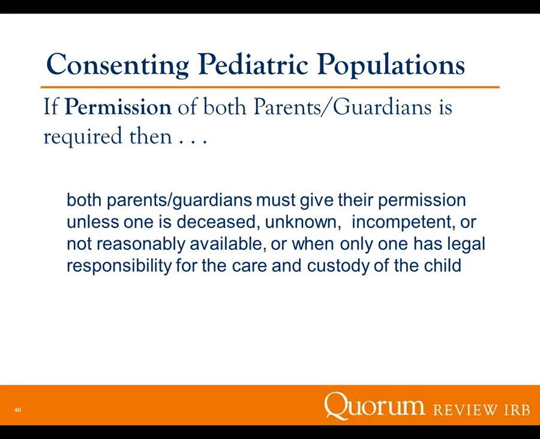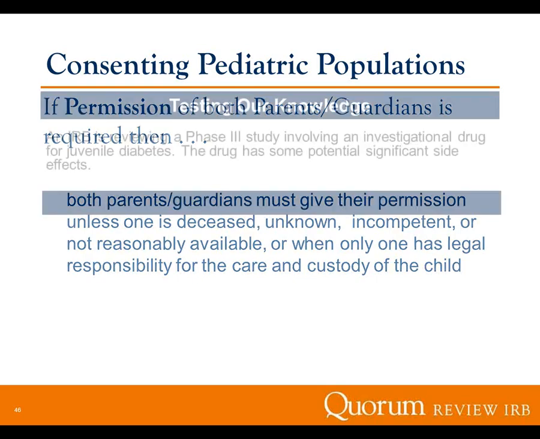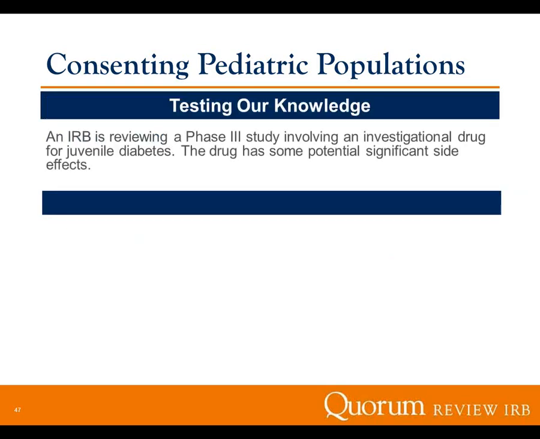So where the regulations require 2 signatures, the permission of both parents, or if the IRB requires the permission of both, know that there may be some instances where that would not have to occur. Now let's test our knowledge in this area. An IRB is reviewing a phase 3 study involving an investigational drug for juvenile diabetes. The drug has some potential significant side effects. Is permission of one or both parents required in this instance?